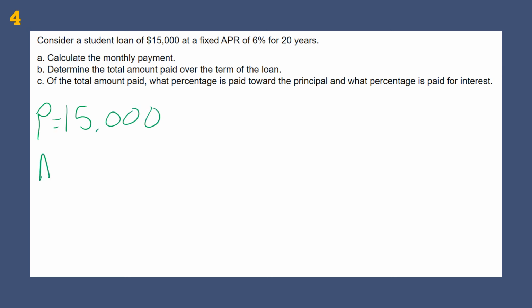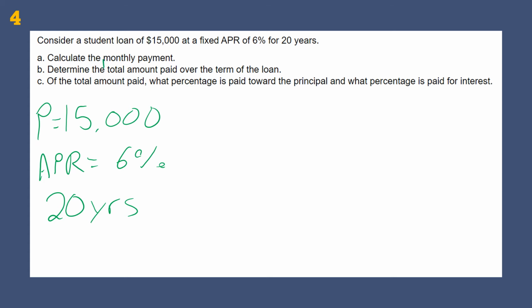We have an APR of 6%. Now, if we were to convert that to a decimal, I want you to understand that it's growing, or is it shrinking? We need to think about that in decimal terms. And the last thing we need is time. The time is 20 years.